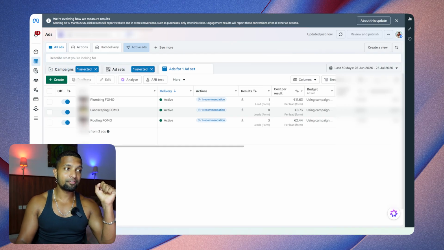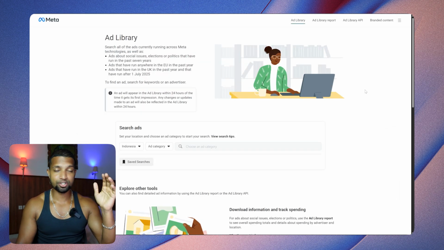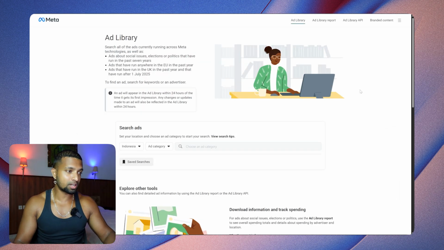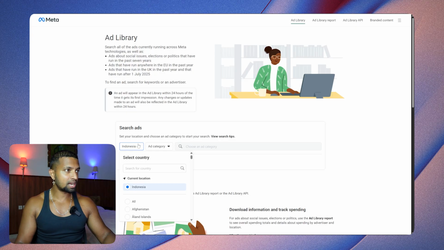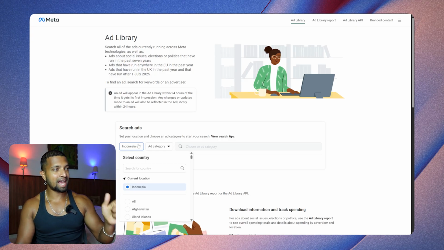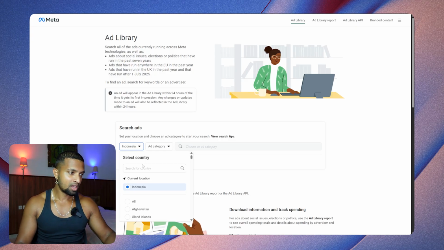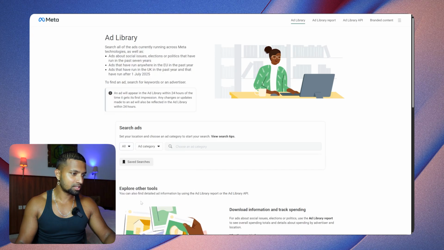First option, you have to go inside the ad library, which is free. You can use it by yourself. Go inside facebook.com/ads/libraries. And when you go inside the countries, select all ad categories, all ads.